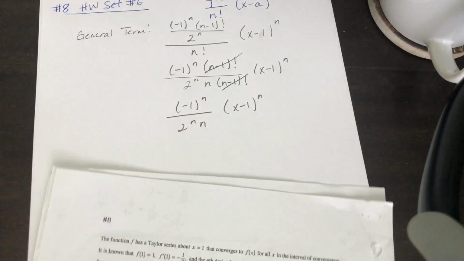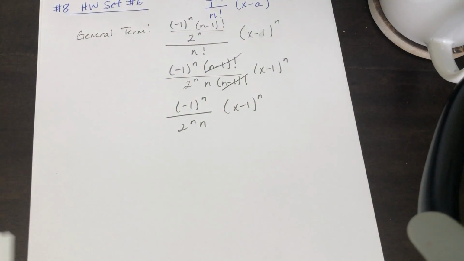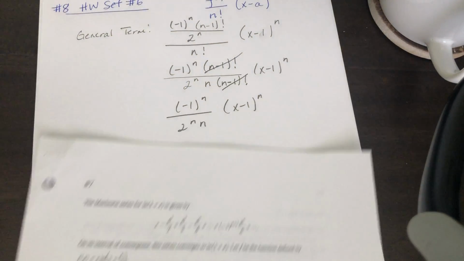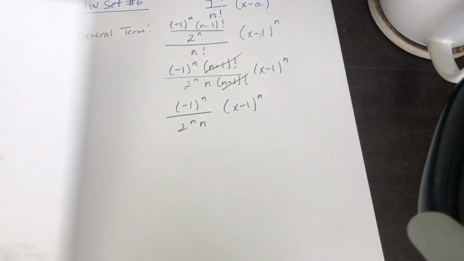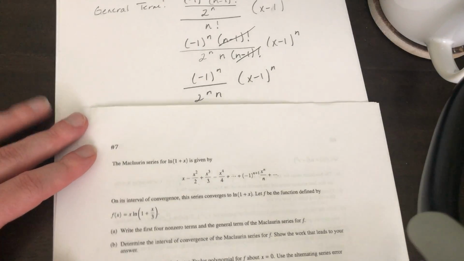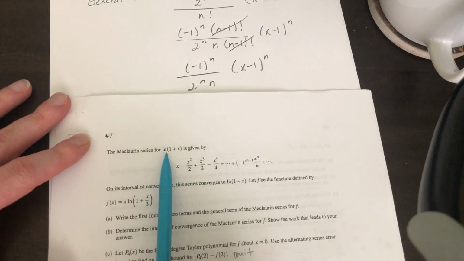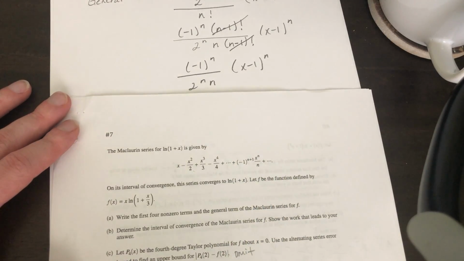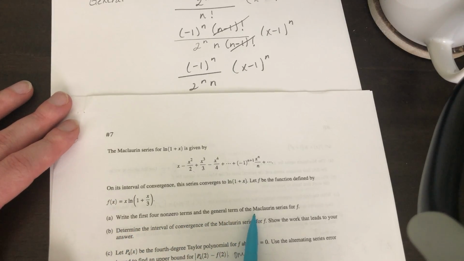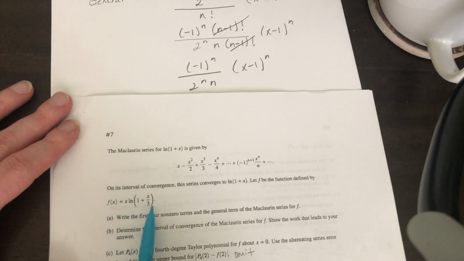Okay, so let's look at this. This is going to be number 7 on homework set. It would have helped if I kept them in order. I think it's number 7 on homework set 7. Okay, so let's look at this problem. Now, it says the series is given for natural log of 1 plus x, and your general term is right there. Okay, so it says write the first 4 non-zero terms in the general term for the Maclaurin series f. Okay, and f is given by this.